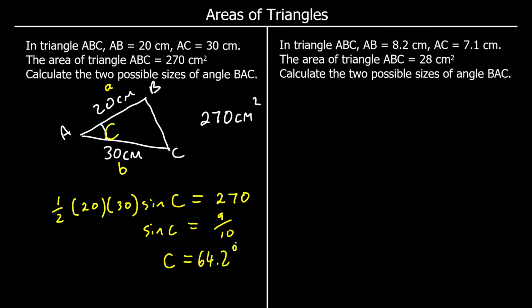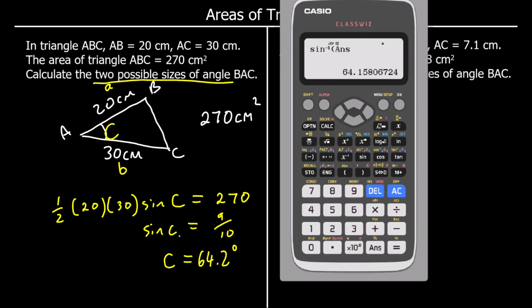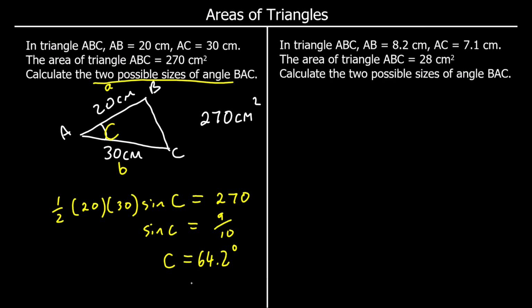That's our first answer. There are two possible sizes of the angle. It could be an acute angle or it could be an obtuse angle. So the calculator's given us the acute angle. For sine, to find the second answer, we do 180 minus the first answer. So it could also be 115.8 degrees.